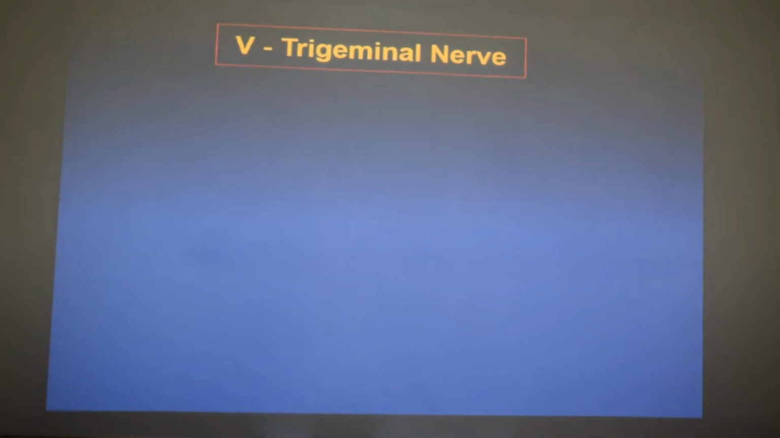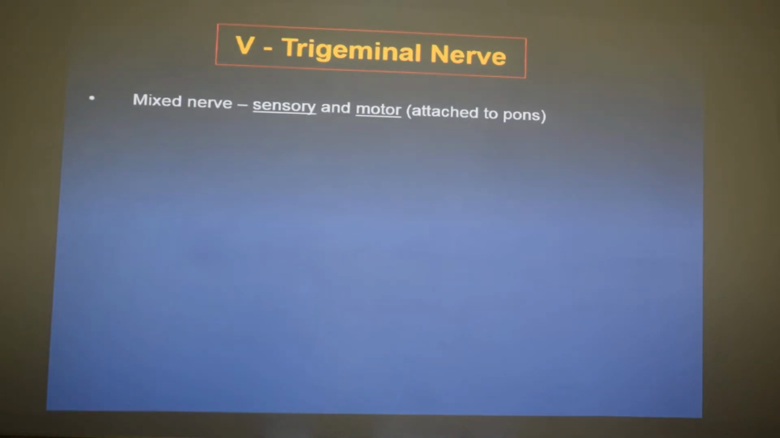Okay, so the major part today is to discuss the trigeminal nerve. The trigeminal nerve is a mixed nerve, so it is a sensory nerve and it is a motor nerve, and it is attached to the pons. So you can see from the upper part of the pons, you have a sensory and motor rootlet of the trigeminal which are going to come out.